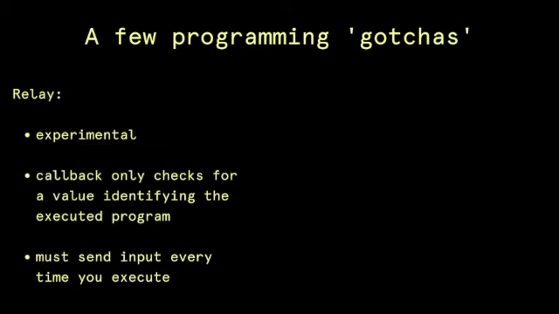So on the relay side, we do want to emphasize this is experimental. That means not only is it subject to change, but we prefer during this hackathon you not run millions of dollars through it. The callback is only going to check for a value identifying the executed program, and also to make sure that it's coming from the relay that you think it's coming from.